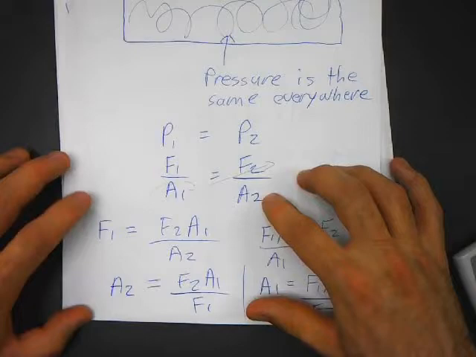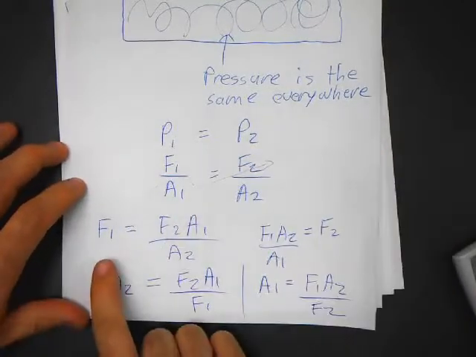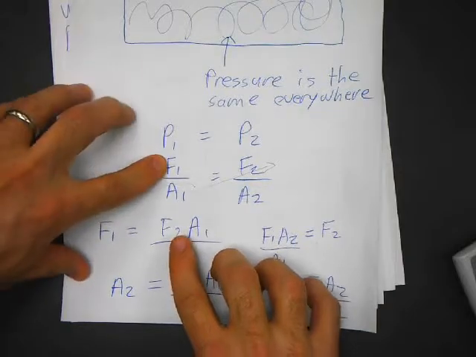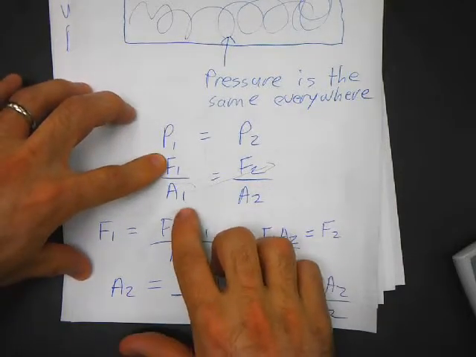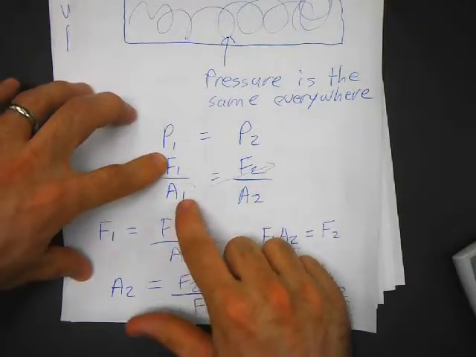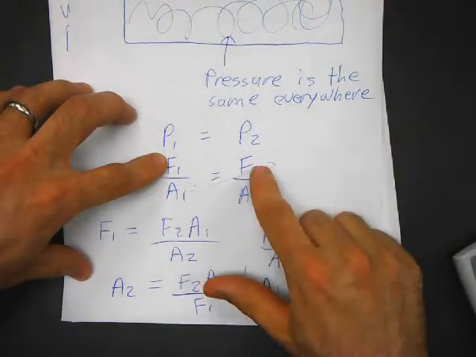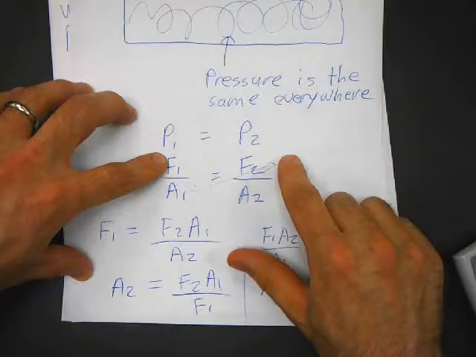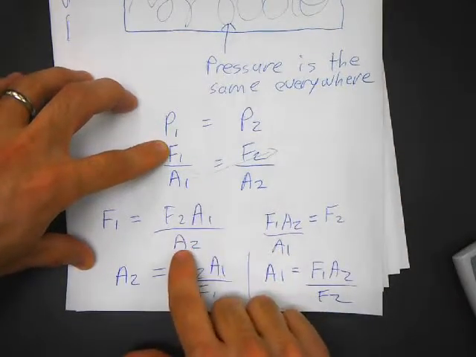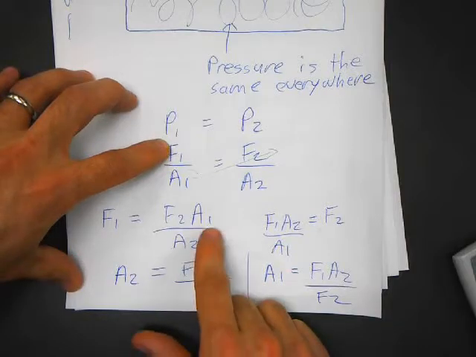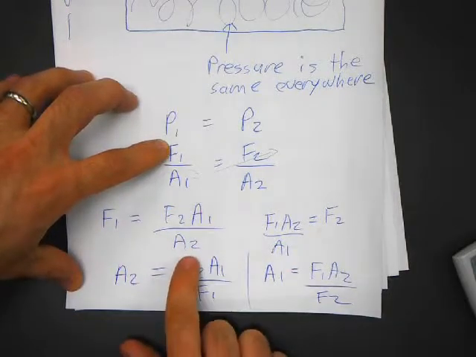From that, we can play some checkers here. We can make 2 equations. If we want to know what force 1 is, well, the only thing that's impeding that right now is this A1 right here. So you move it up diagonally. So it's going to be F2A1, which we have here, F2A1, and the A2 is still on the bottom. So that's if you want to find force 1 and you have all the other ones.